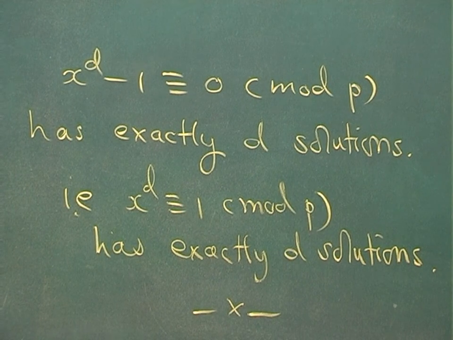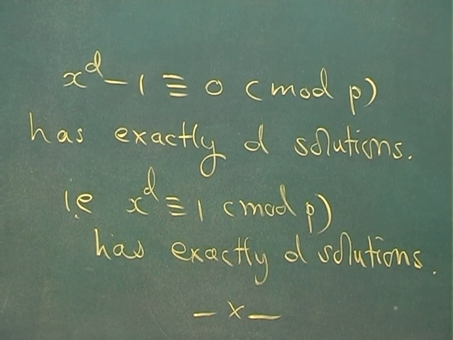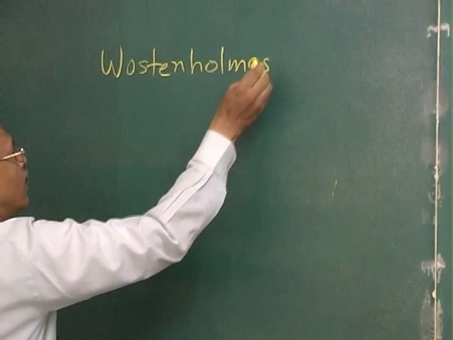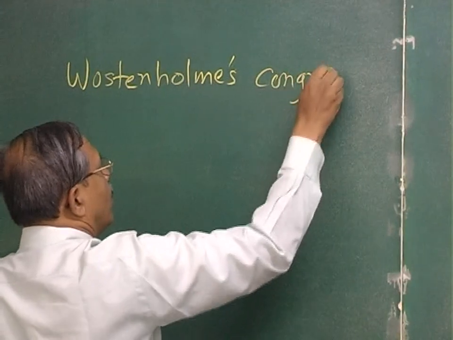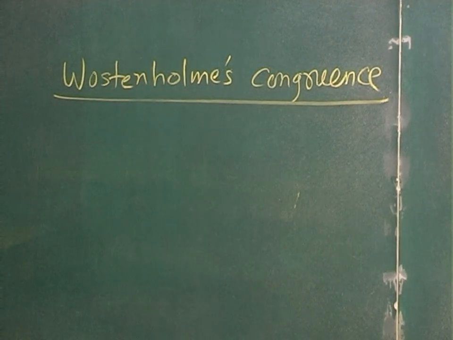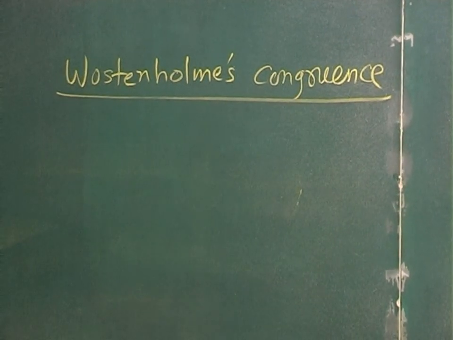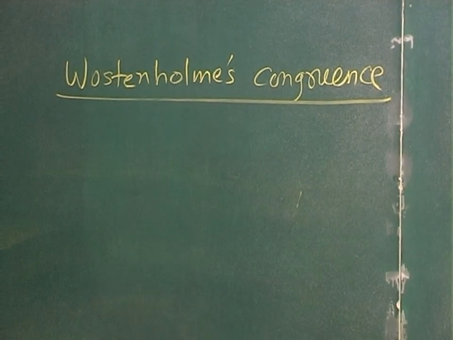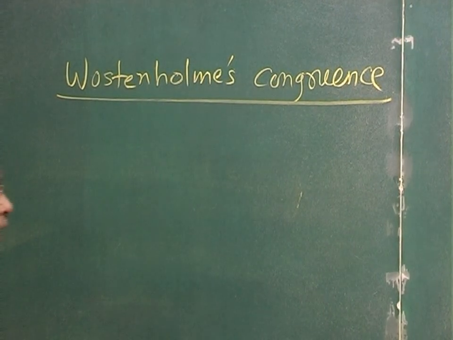The next thing that we shall see is Wolstenholme's congruence, which is an application of this. When is it that a polynomial has exactly degree that many solutions mod p? And we know the condition for that.